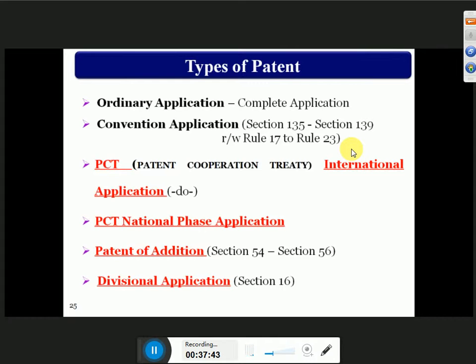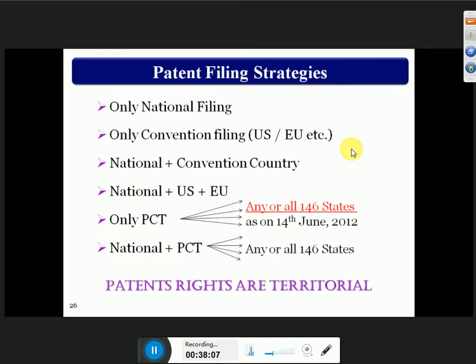There are a number of types of patents on which we can discuss later on. Ordinary applications, basically it is a complete application that you file. Then you can file the convention, PCT application, national phase application, patent of addition. For example, if you have a patent and you are adding something to that, you can file the patent of addition. You can file the patent of divisional application.